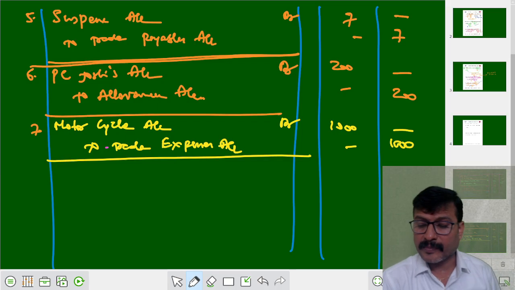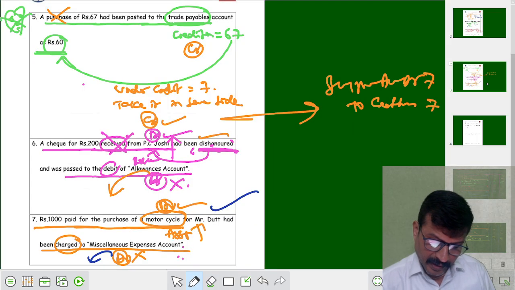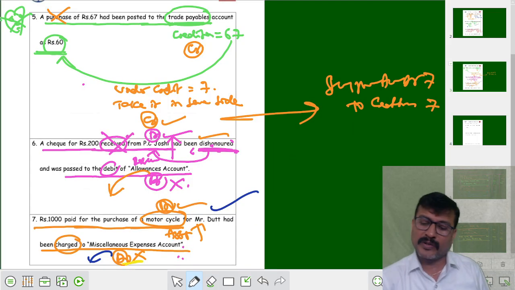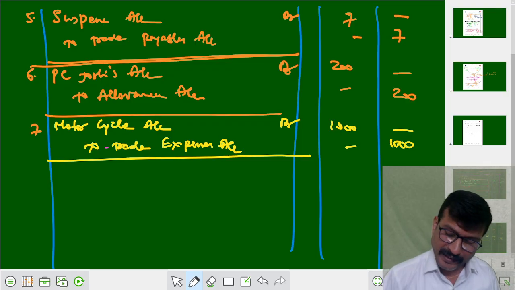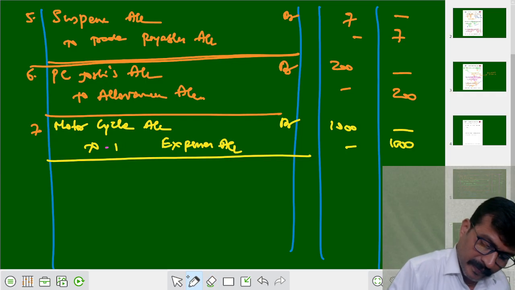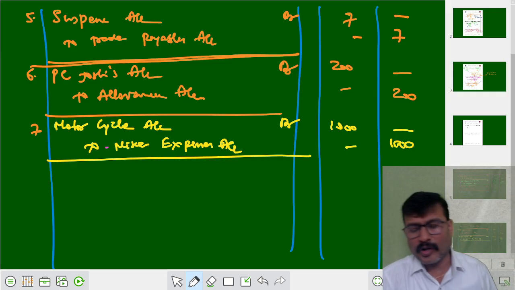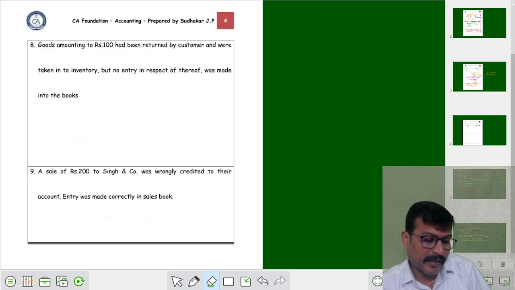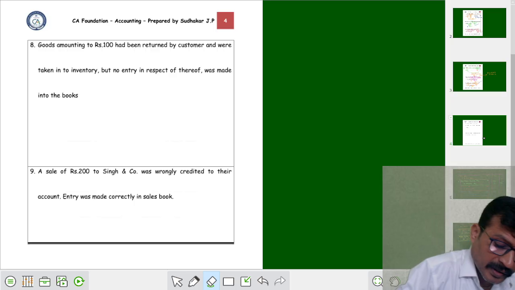What narration are you supposed to write? Being wrong debit in miscellaneous expenses account is rectified. That is miscellaneous, not trade expenses. What have they mentioned? They have mentioned miscellaneous expenses. Being wrong debit to miscellaneous expenses account is rectified. I think you got it right. Now let me move on to the next one.